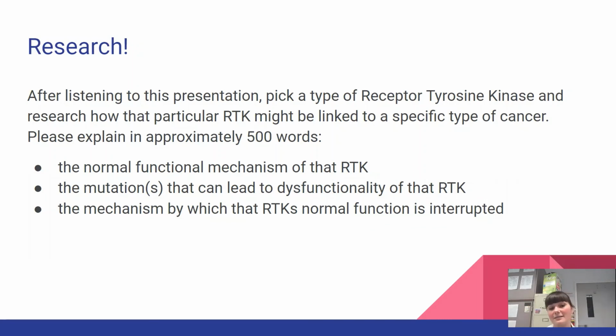And then finally, I would want them to discuss the mechanism by which that RTK's normal function is interrupted. So if it is a structural change, then how is that structural change affecting the functionality of that RTK? Does it make it overexpressed or underexpressed, or what is happening? And then again, depending on the group of students, we might present our findings to the class. So this could be turned into their own presentation project, or it could be just a small paper or something like that.